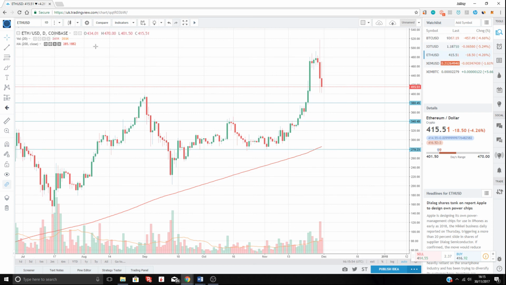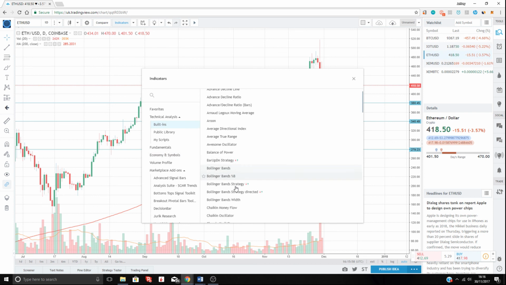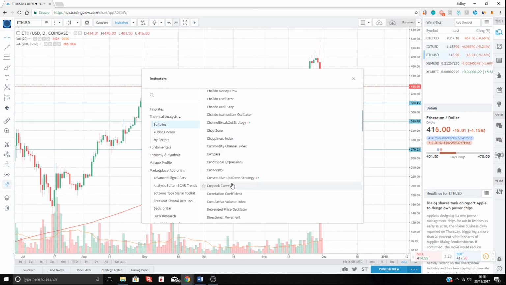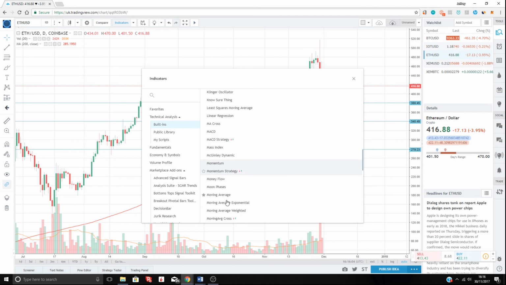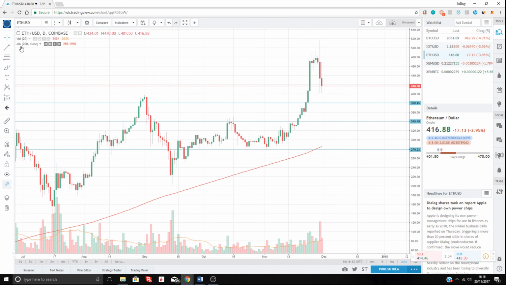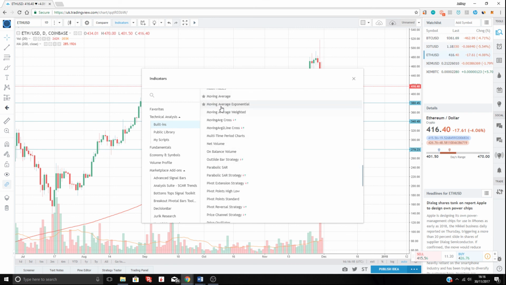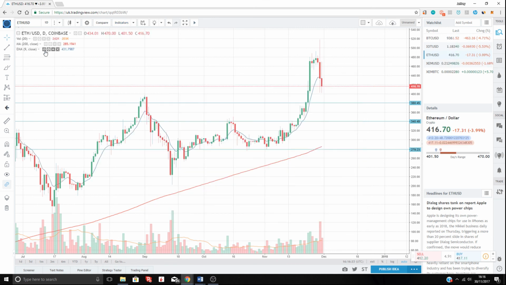I also use the exponential moving average, which we can get up here. Let's find it. Where is it? Here, it's called moving average exponential. So let's get that there. There we go. So yeah, and then I'll change it up to 200.